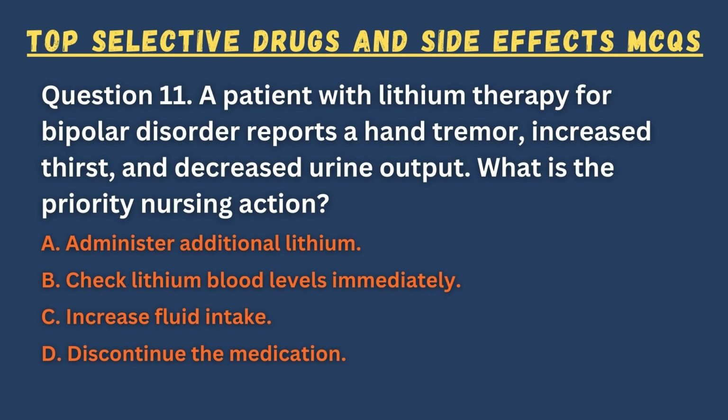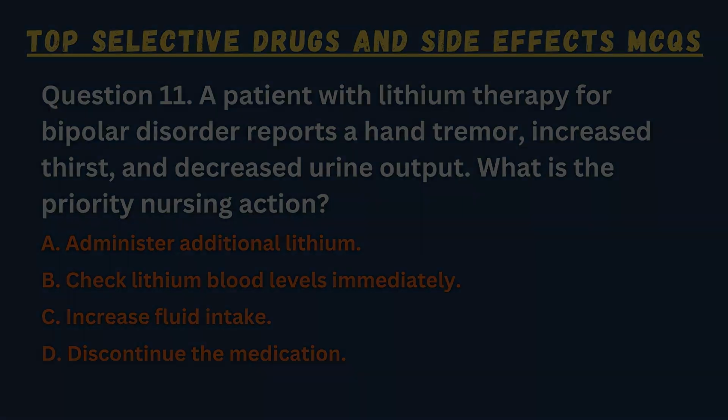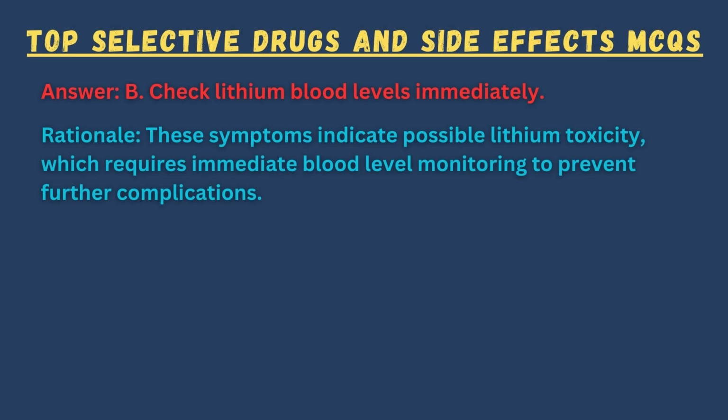Question 11. A patient with lithium therapy for bipolar disorder reports a hand tremor, increased thirst, and decreased urine output. What is the priority nursing action? A. Administer additional lithium. B. Check lithium blood levels immediately. C. Increase fluid intake. D. Discontinue the medication. Answer: B. Check lithium blood levels immediately.